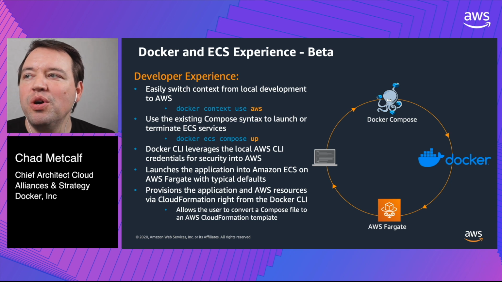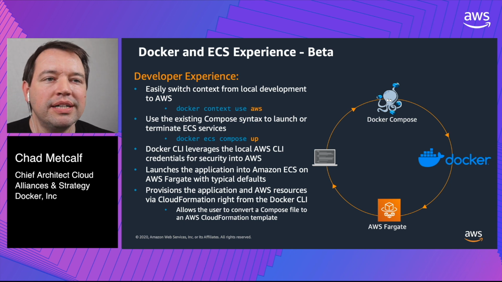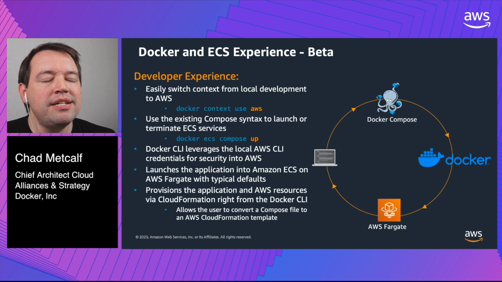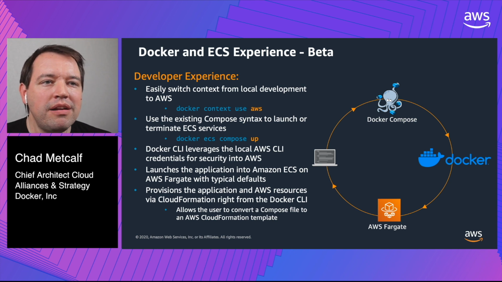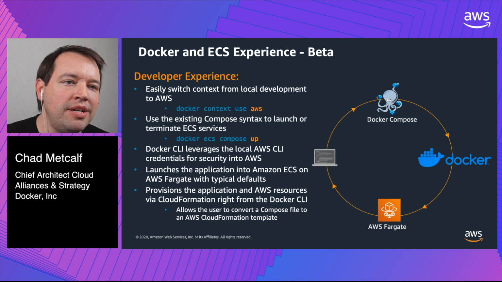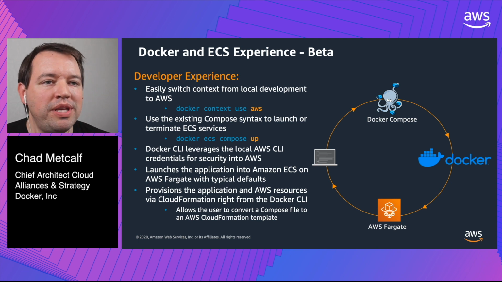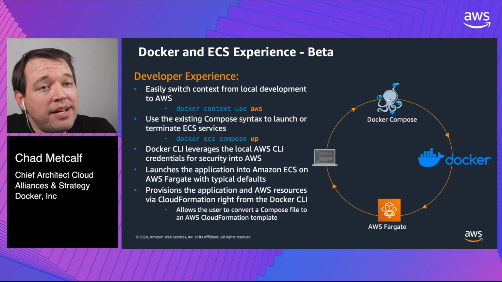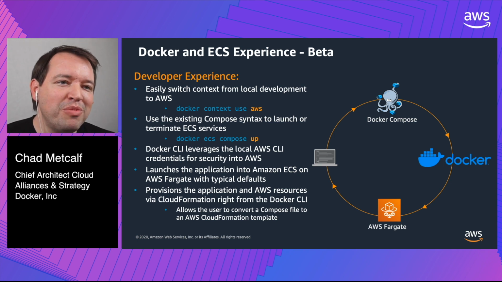So let's talk a little bit about what that experience is going to feel like when the beta lands. The first thing you're going to need is a context. We introduced context about a year and a half ago, and originally it was about engines. So I have an engine locally, maybe I have an engine in EC2, and I want to switch between them. I want to switch my context. So I have a local context, I have a remote context.